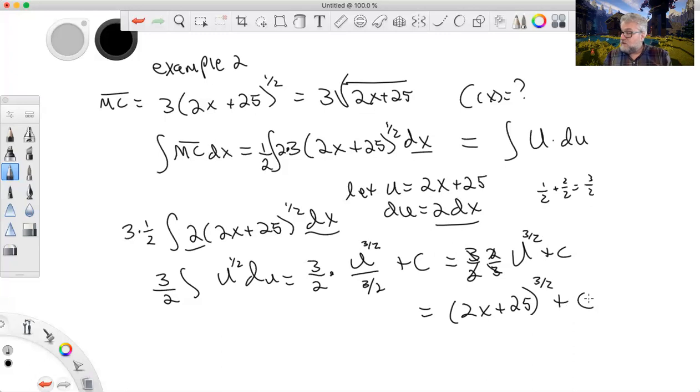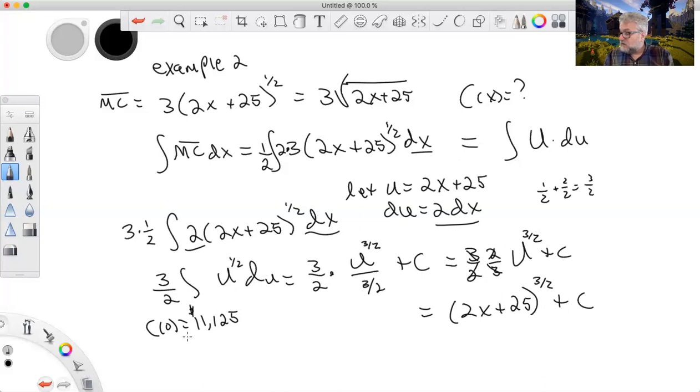Now to find the integration constant, c, we need to know some more information, like what is the setup cost? What is the flat rate cost? What is the cost to just turn the machines on? And in this case, the problem tells us that the cost when we have made nothing is $11,125.